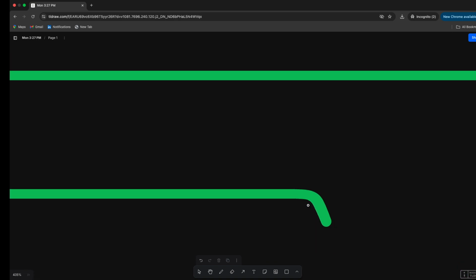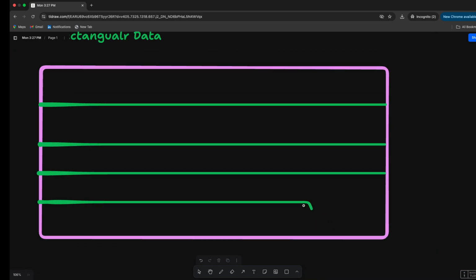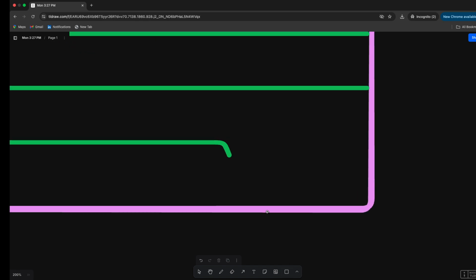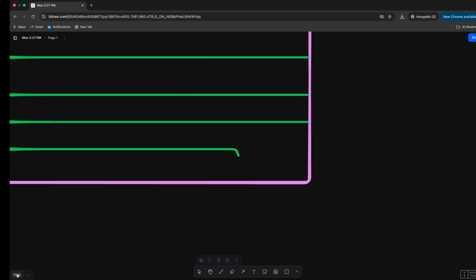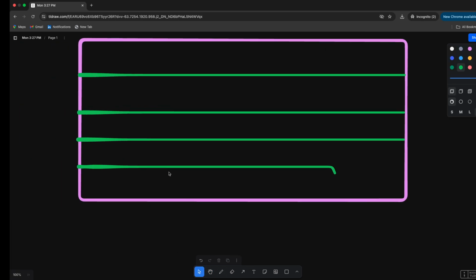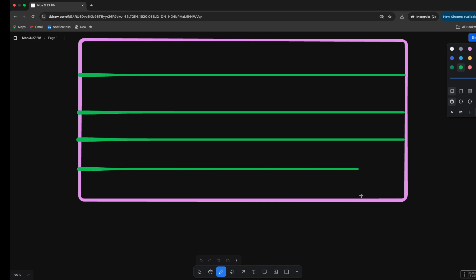So let's make it 200, 95, 90. This is basically rows and columns. And let us have a column over here. So these are columns.